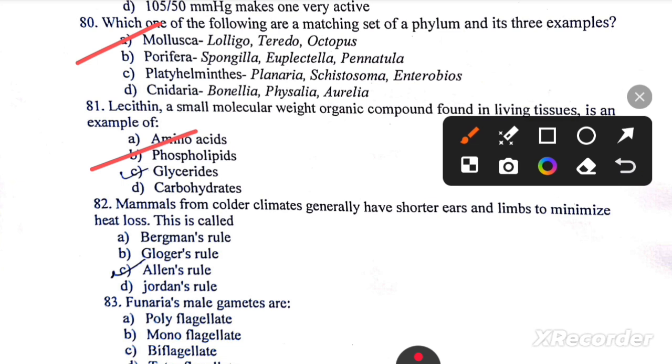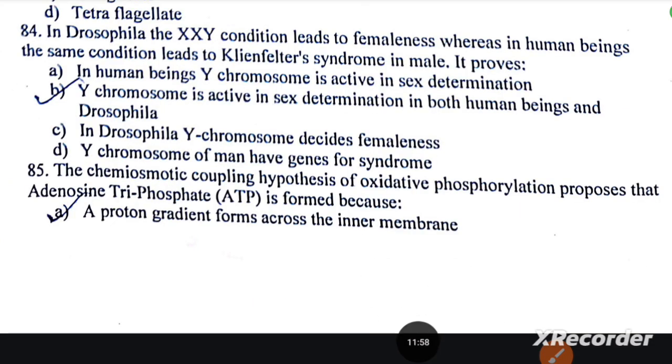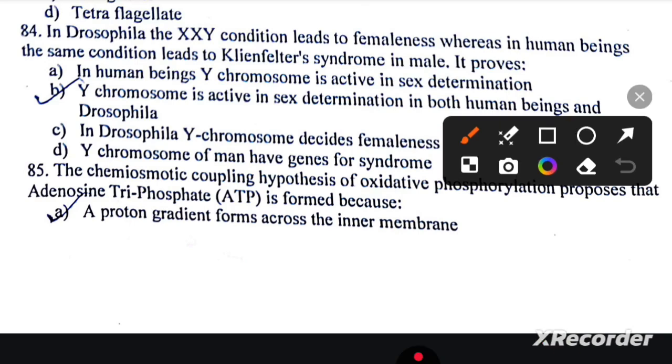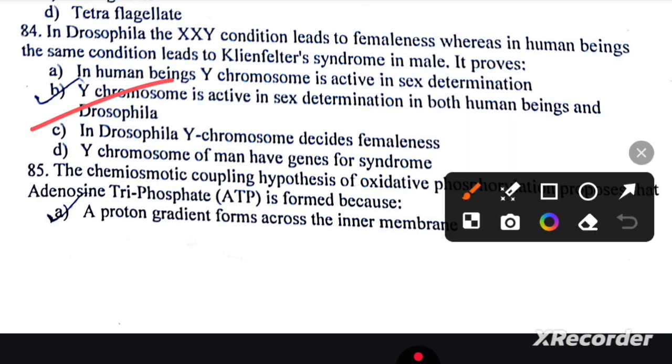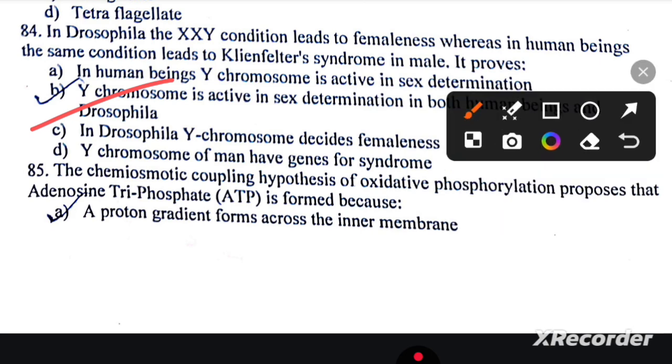Next, mammals from colder climates generally have shorter ears and limbs to minimize heat loss. This is called as Allen's rule. Funaria's male gametes are monoflagellate. In Drosophila, the XXY condition leads to the femaleness, whereas in human beings the same condition leads to Klinefelter syndrome. In male, it proves Y chromosome is active in sex determination in both human beings and Drosophila.